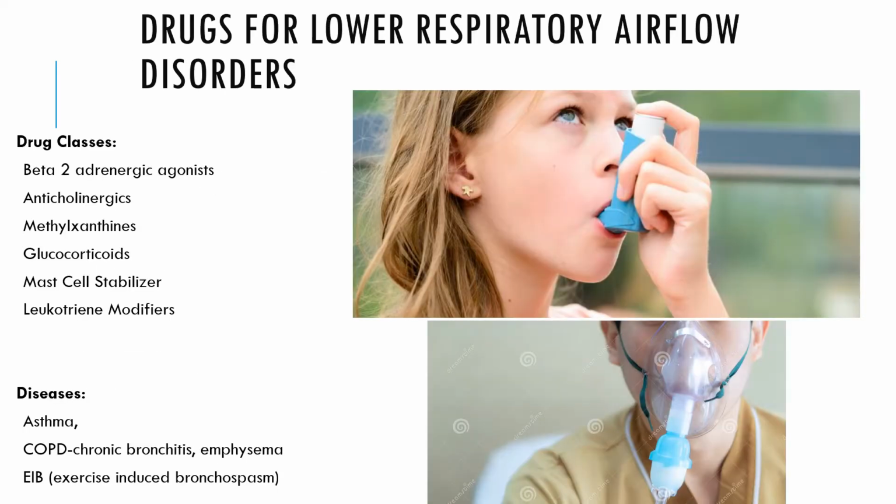Next slide. Drugs for lower respiratory airflow disorders. So our drug classes are beta-2 adrenergic agonists, anticholinergics, methylxanthines, glucocorticoids, mast cell stabilizers, and leukotriene modifiers. The diseases that drugs for lower respiratory airflow disorders will help are asthma, COPD, chronic bronchitis, emphysema, and EIB, exercise-induced bronchospasm.